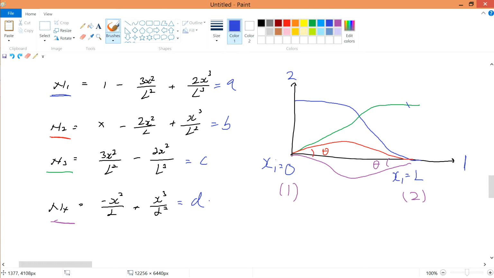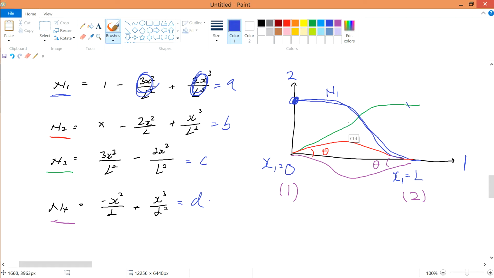So if it's node 1, x is equal to 0, and therefore this whole thing becomes 0, because 3 times 0 is simply 0. So 1 minus 0 is just 1. Therefore you have this thing over here. So your shape function N1 is this one, the blue colored one.